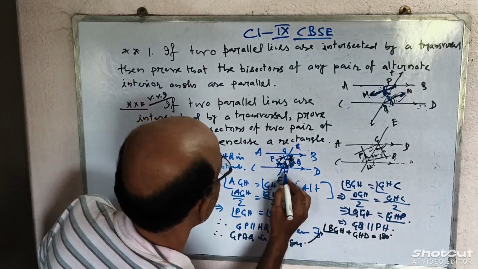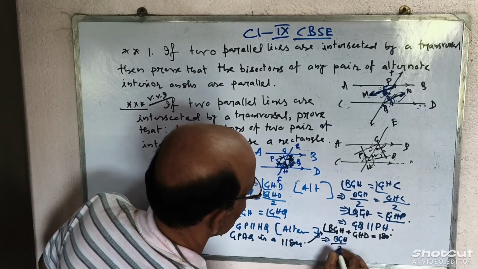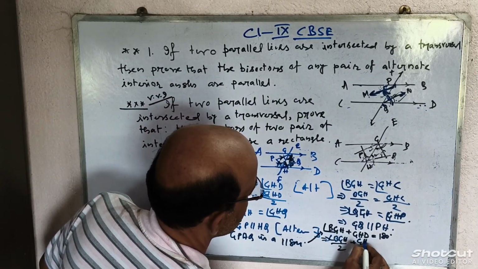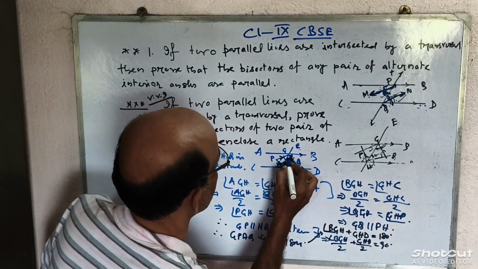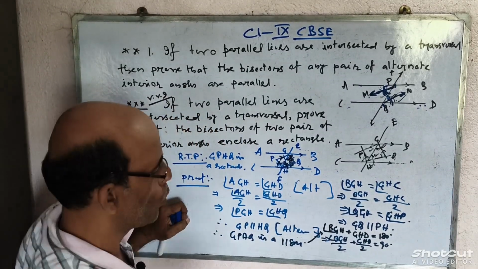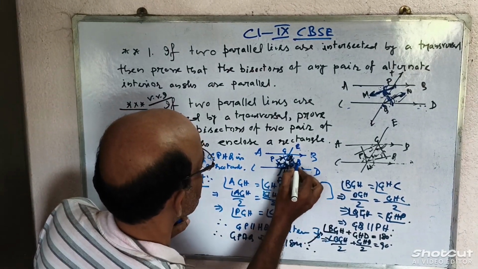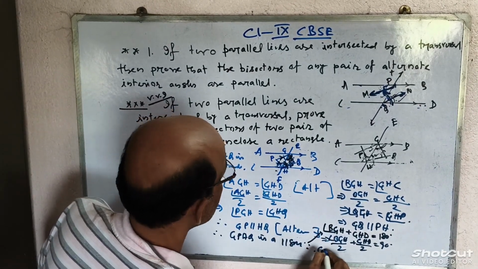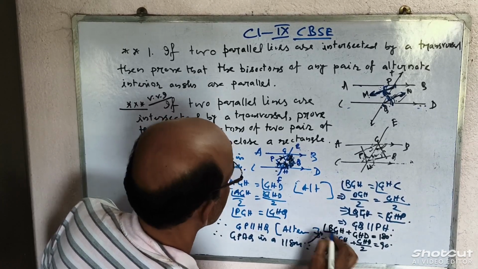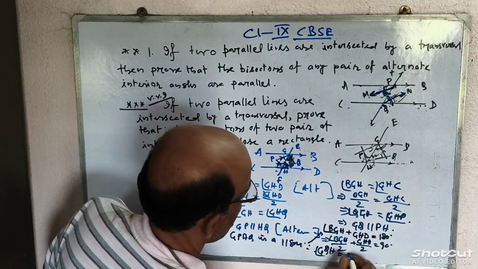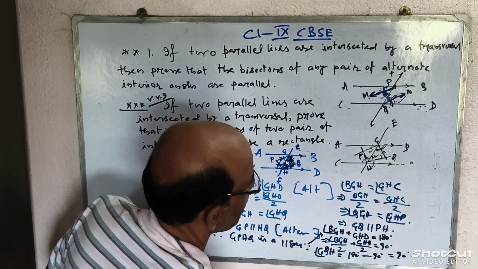That means BGH by 2 plus GHD by 2 is equal to 90 degree. This angle plus this angle is equal to 180 degree. Therefore, third angle GQH is equal to, from this triangle, 180 minus 90 means 90 degree. Third angle.